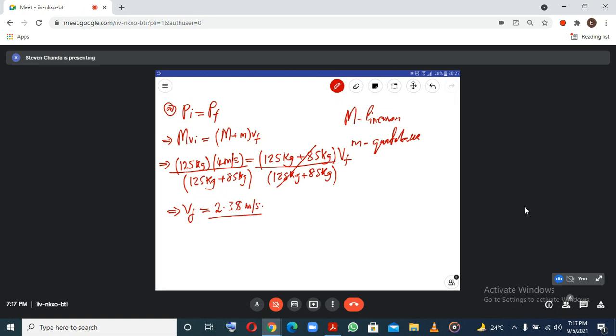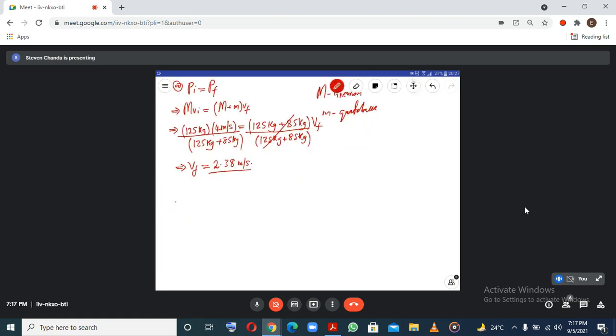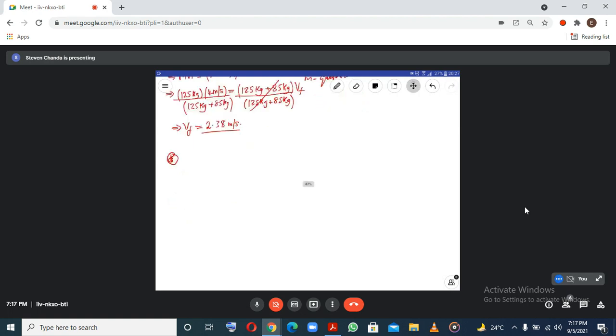So always ensure that you've got all your physics tools: kinematics, work, energy and power. Always have them at your fingertips because you never know what you will be required to use.